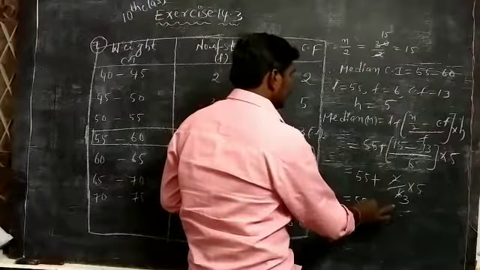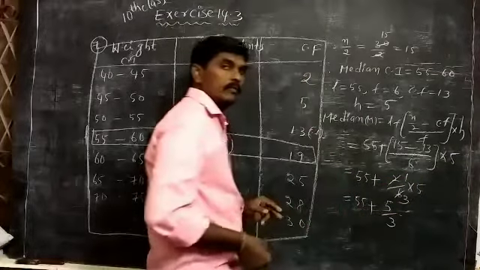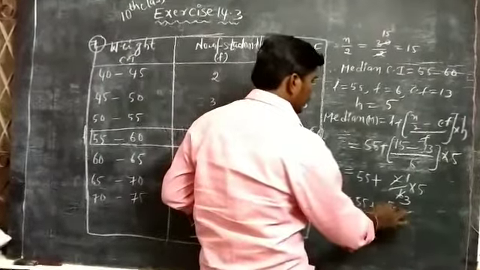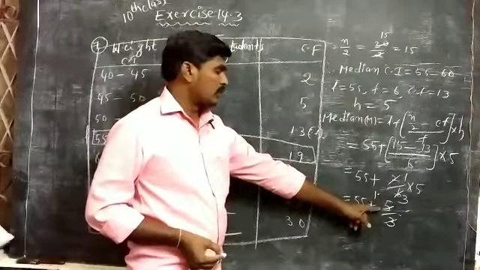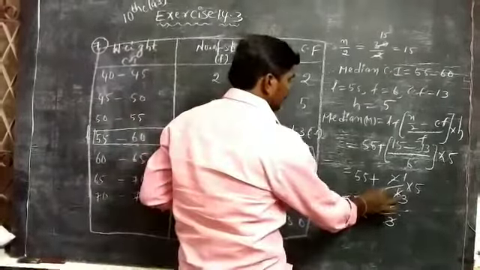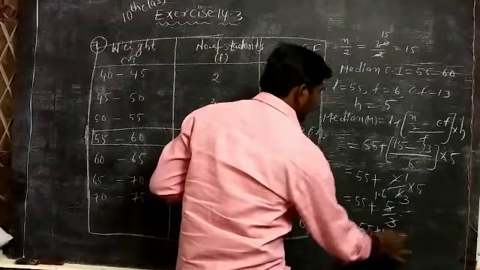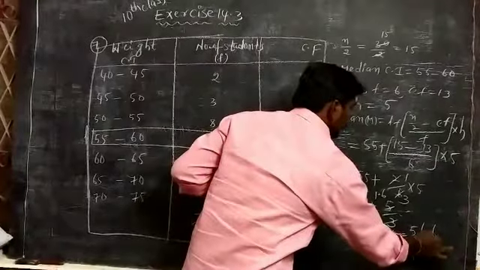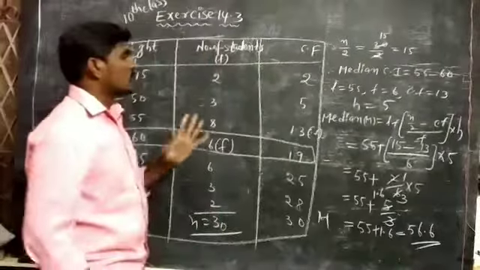So 55 plus 1 times 5 is 5 by 3. Cancellation is not possible, so we put the decimal point: 5 by 3 becomes 1.6. So 55 plus 1.6 is 56.6. That is the required median of this grouped data.